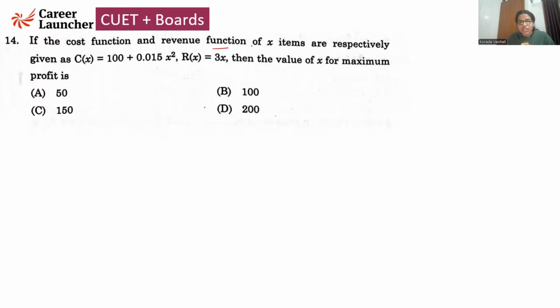If the cost function and the revenue function are given respectively as C(x) and R(x), what is the value of x for maximum profit? The profit function is always the difference between the revenue and the cost function. If I were to substitute the respective functions, what am I getting?